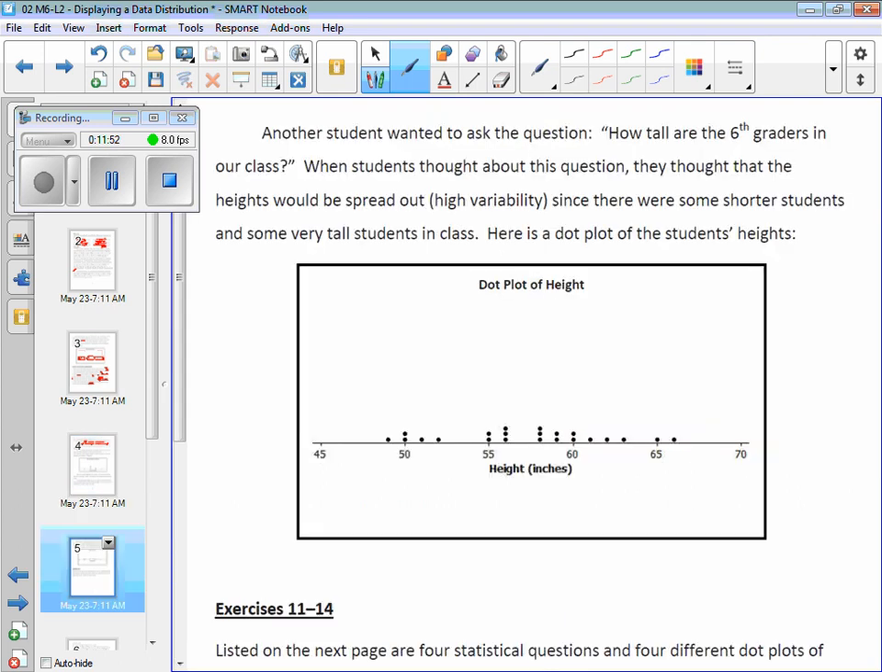Another student wanted to ask the question, how tall are the 6th graders in our class? When students thought about this question, they thought that the heights would be spread out, high variability, since there were some shorter students and some very tall students in class. Here's a dot plot of the students' heights. So this time it ranges with what on the low end? Not 45 because there's nothing there. 49 to 66. So that's a lot more spread out, which we call wider or greater variability. Okay?